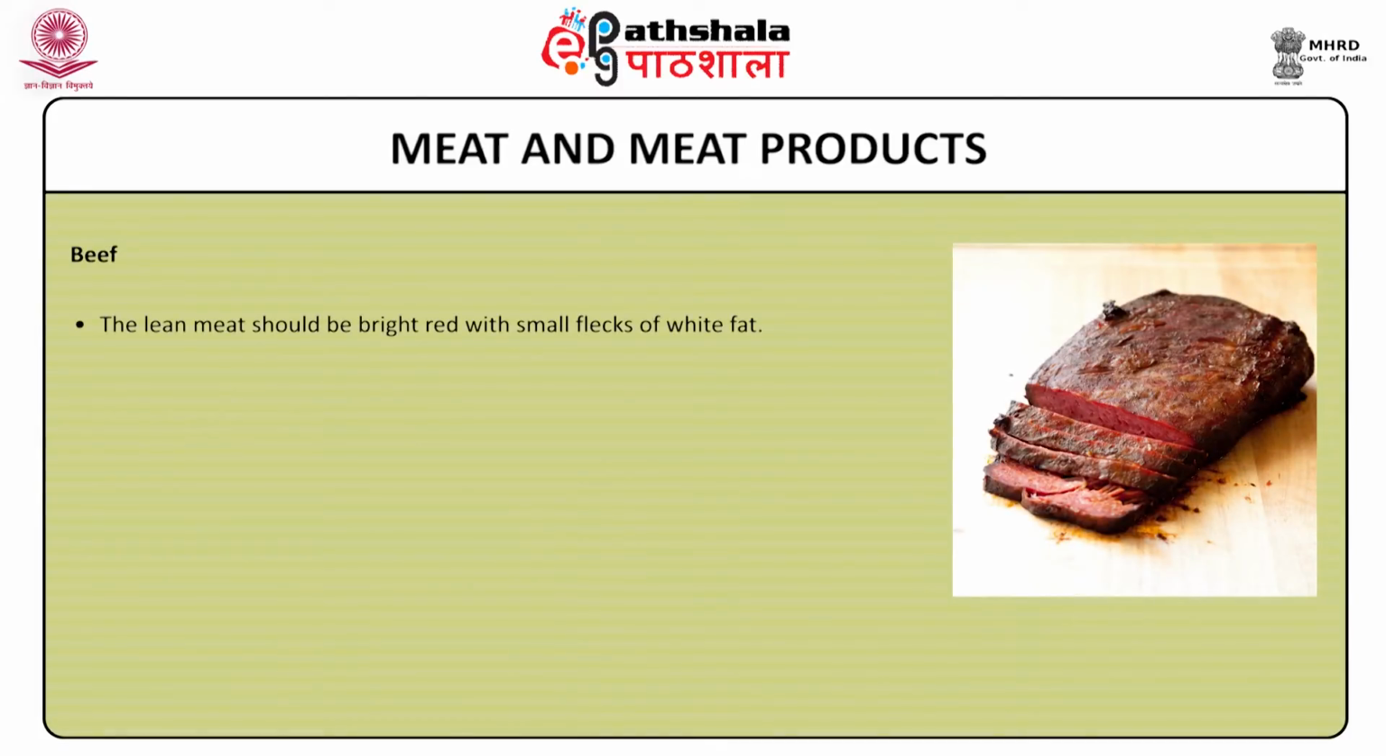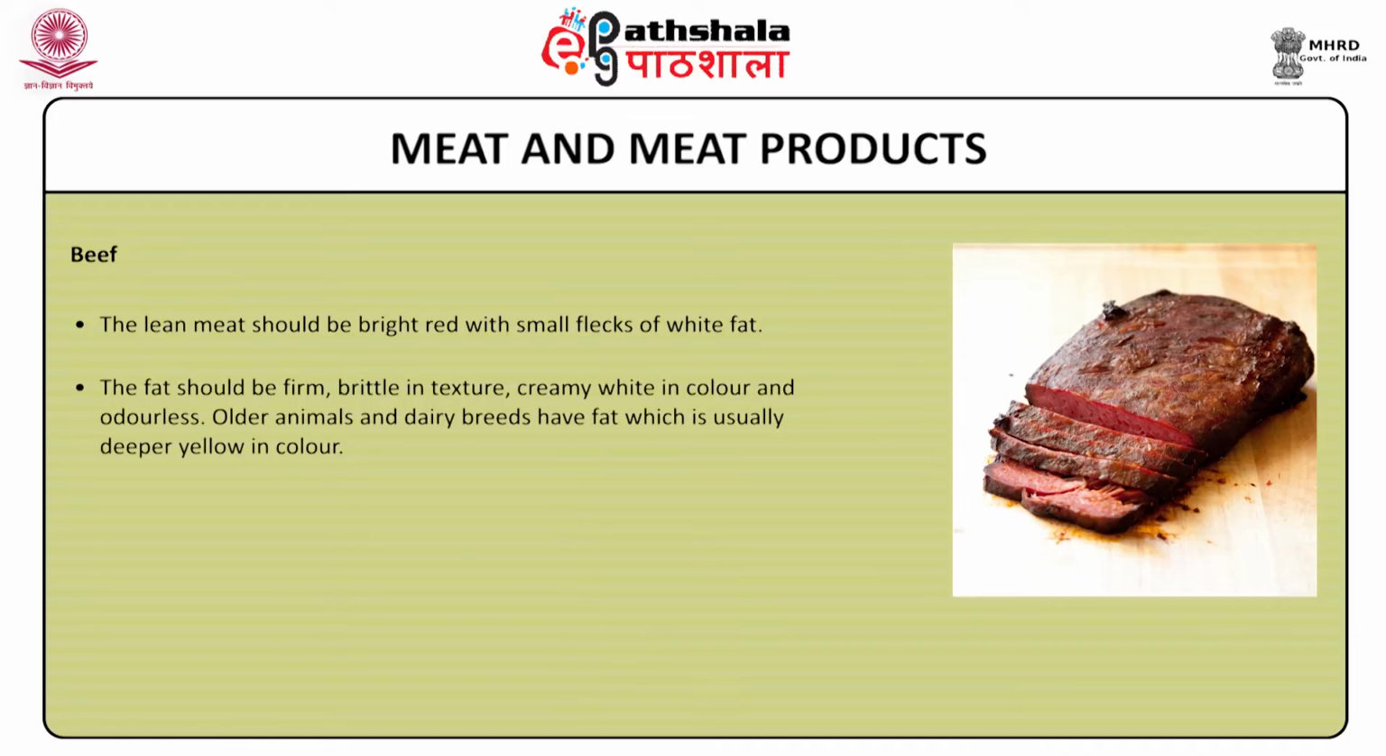Beef. The lean meat should be bright red with small flecks of white fat. The fat should be firm, brittle in texture, creamy white in color and odorless. Older animals and dairy breeds have fat which is usually deeper yellow in color.